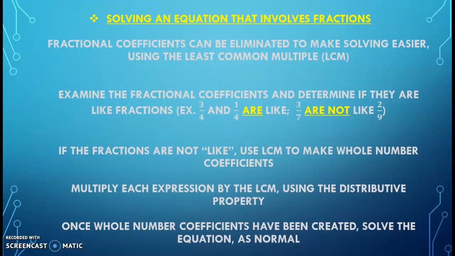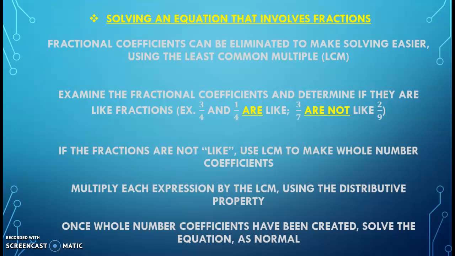Okay? Now, if the fractions are not like, we're going to use LCM to make whole number coefficients, and I'll go through that in just a second. We're also going to multiply each expression by the LCM using the distributive property, which I will show. And then once whole number coefficients have been created, we're going to solve the equation as normal. Again, something that we will go through in this video.